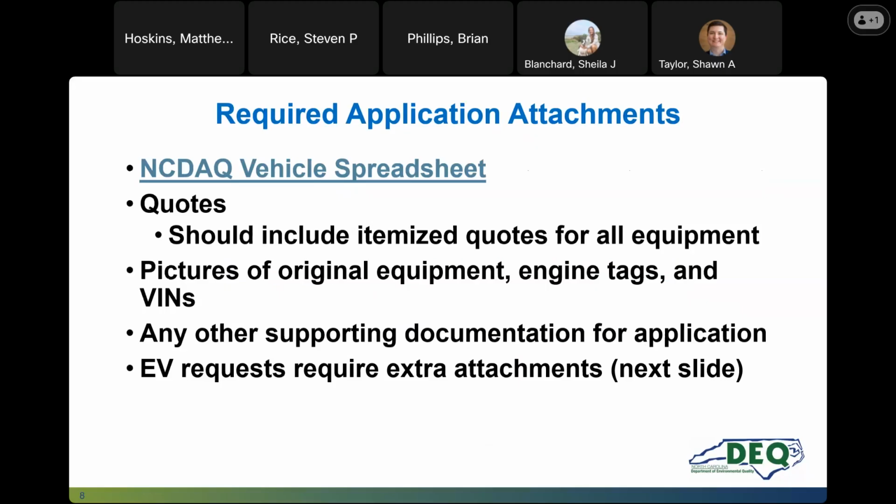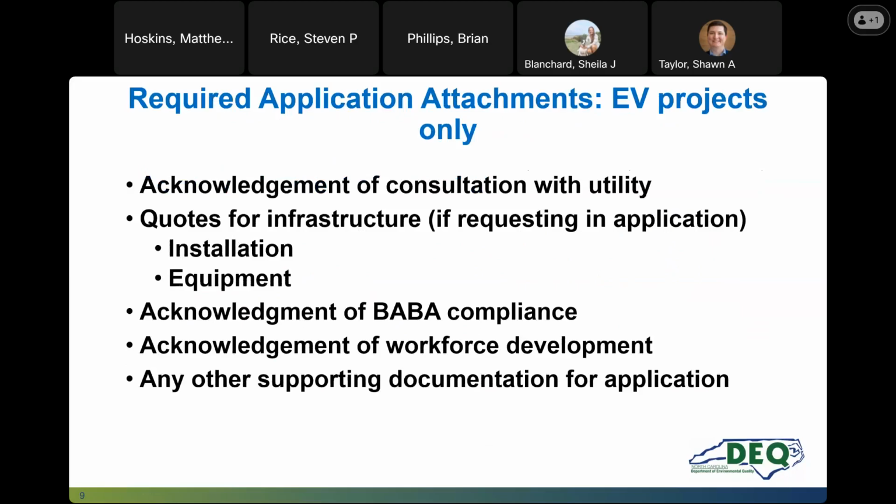And finally, if you want to do an electric or an EV request, there are a few extra attachments that are required for those kinds of projects. So that would be the first thing you're going to want, an acknowledgement of consultation with the utility. This may be a letter from Duke Power. This may be a letter from your on-site electrician. This can look like a number of things, but usually it does look like a letter from Duke or from the energy provider with which you'd be working for these EV projects.